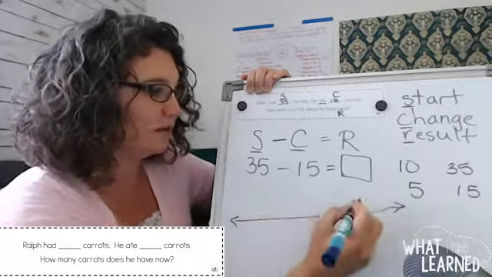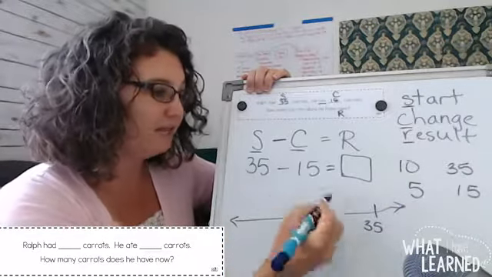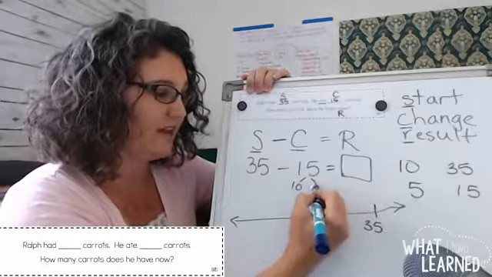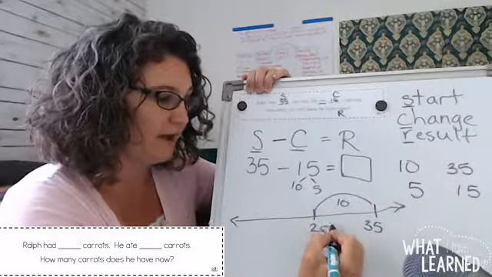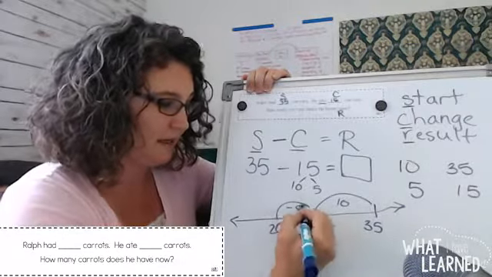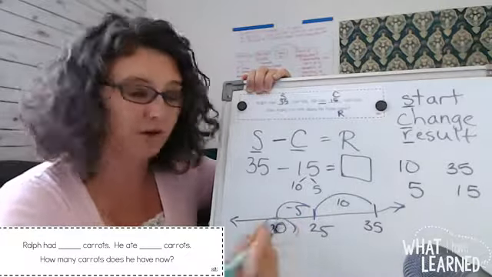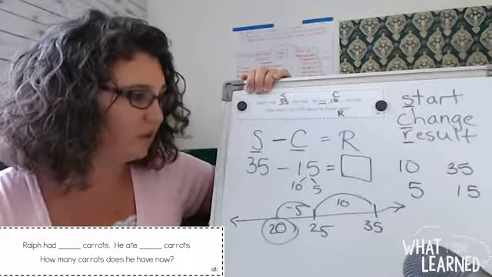So in this particular one, we start at 35, and let's say he ate 15, so I might separate that into 10 and 5. So making a jump of 10 down to 25 and making a jump of 5 down to 20. And so there's my 15, and so he has 20 carrots left on his plate. So that's one way to solve the problem.